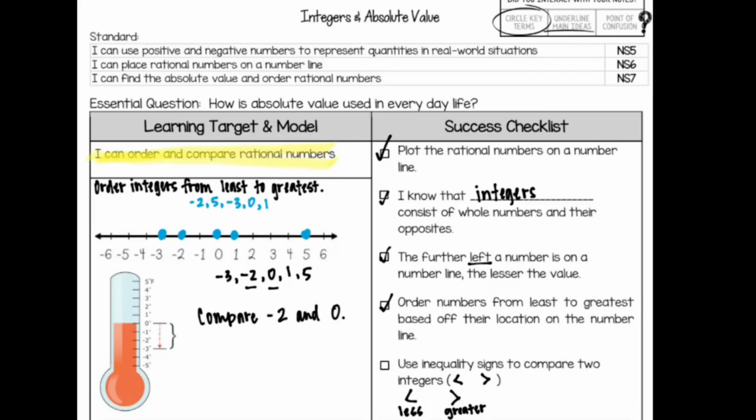I'm going to go back up to my success checklist, and it says the further left on a number line, the lesser the value. So if I want to compare -2 and 0, I can think of money. I would rather owe nothing than owe someone $2. So -2 is less than 0. Or if you look on your number line, -2 is to the left of 0.